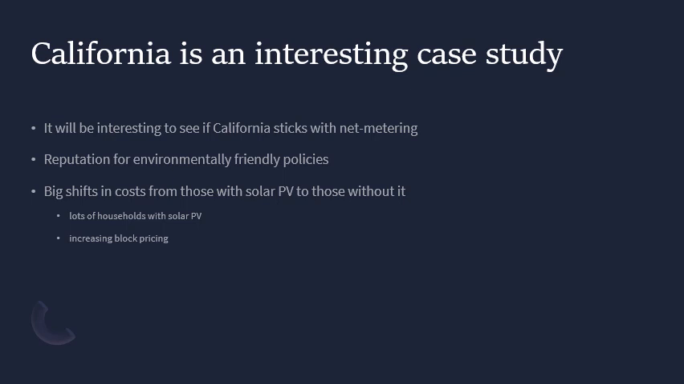California has a reputation for environmentally friendly policies, but the problem is that there's big shifts in the cost from those with solar PV to those without, and that's what Lucas Davis's article is talking about. Lots of households with solar PV and increasing block pricing means that the households without solar are paying more of the fixed costs of the generators in the state.